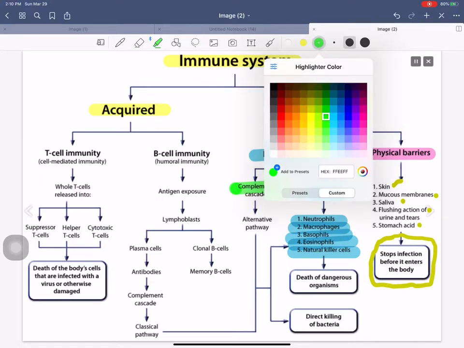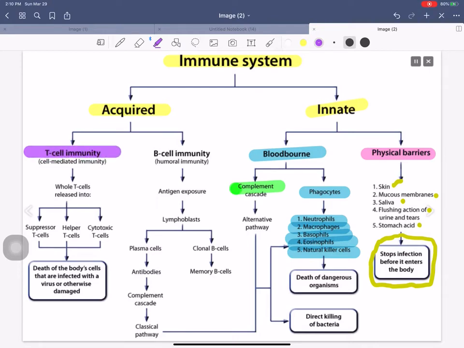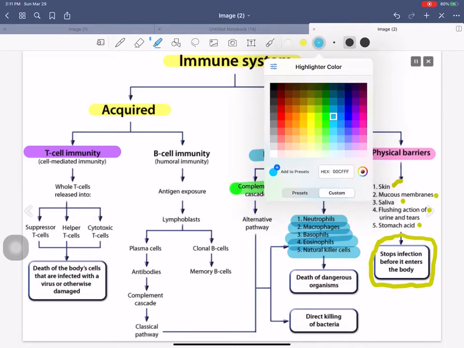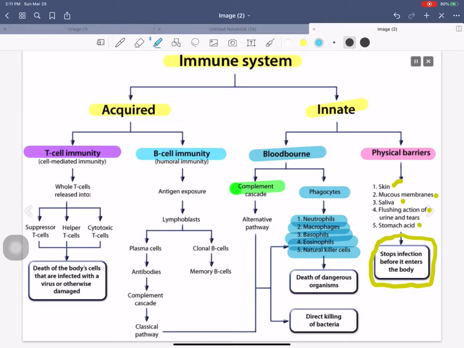Now, if we hop over to the other side and start looking at acquired, we can see that acquired has two parts. We have basically T-cell immunity, and that's often called cell-mediated immunity. Also with that, we have B-cell immunity, and this is called humoral. Our book tends to refer to it as cell-mediated, and as soon as you think cell-mediated, think T-cells are involved. And humoral, think B-cells are involved.